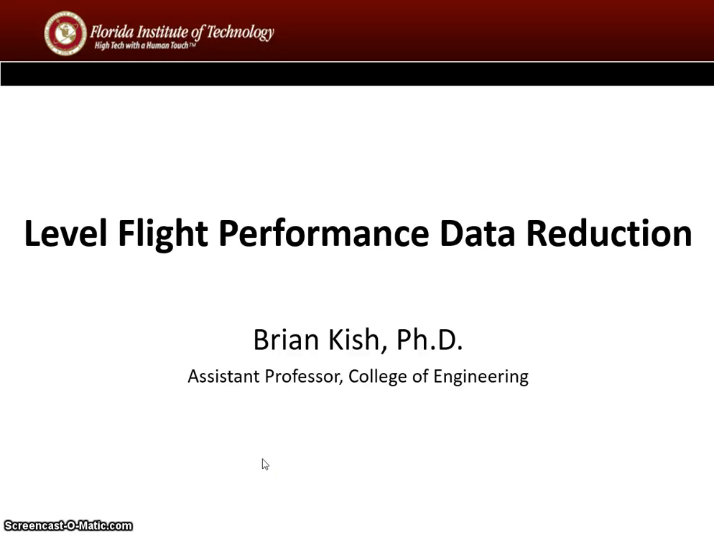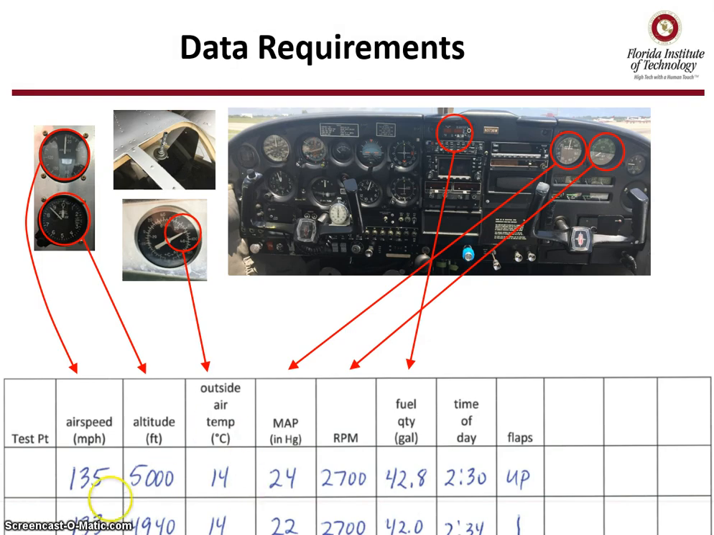Today we'll cover level flight performance data reduction. For this lab, you'll need airspeed and altitude off the gauges in the second or third row, outside air temperature on the gauge above the pilot, manifold pressure, RPM, and fuel quantity.